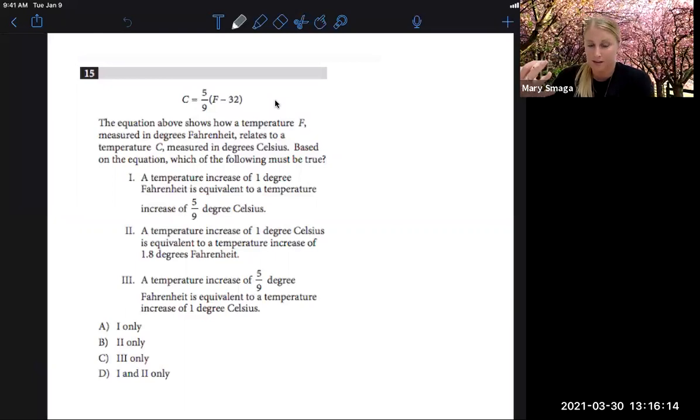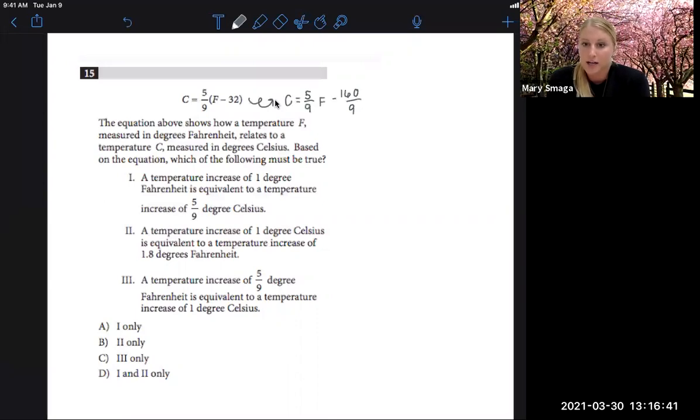So right away, we want to think, okay, what type of function am I dealing with? Well, what does this look like? If we distribute that 5/9, it's going to give us a linear function in slope-intercept form. And now it's asking which of the following must be true. So let's read through number one.